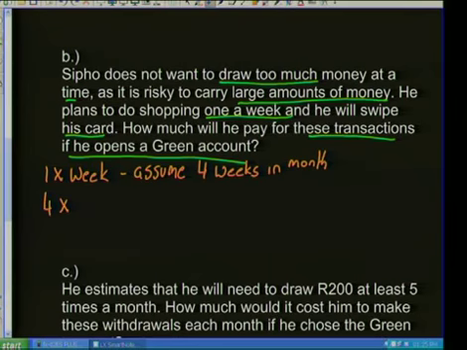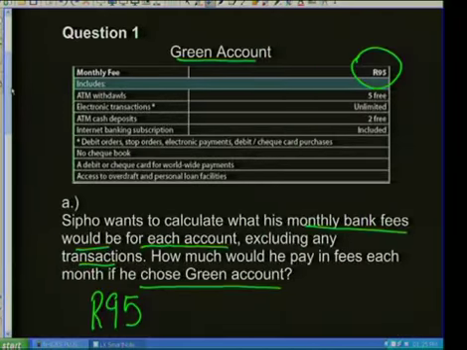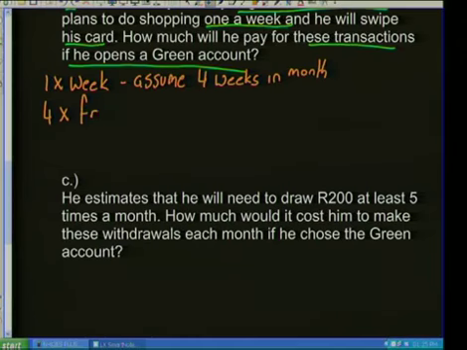He needs to pay for his groceries, so we're going to assume that he's paying 1,000 Rand a week for groceries. Going back to this account, we are swiping the card, so we are going to be having a debit or check card purchase. It comes under our electronic transactions and it gets unlimited, which means that these 4 times are free.